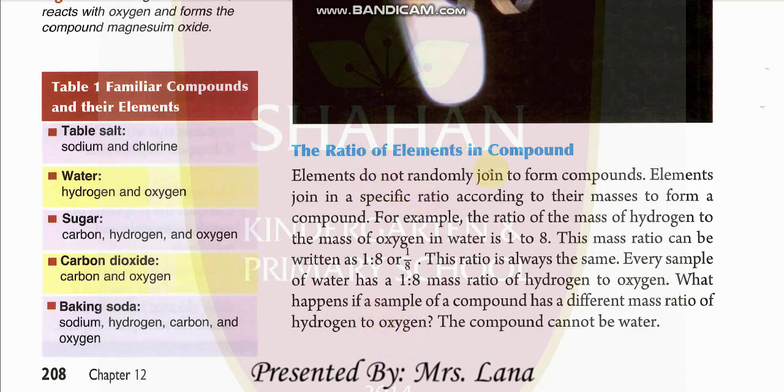And we have the ratio of elements in a compound, because elements do not randomly join to form a compound. Elements join in a specific ratio according to their mass. For example, the ratio of the mass of hydrogen to the mass of oxygen in water is 1 to 8. The mass ratio can be written as 1 to 8. And the ratio is always the same, because if this ratio changes, the compound is not water.